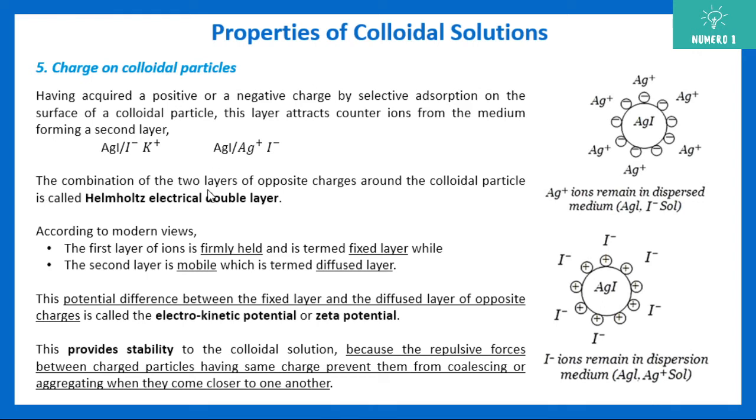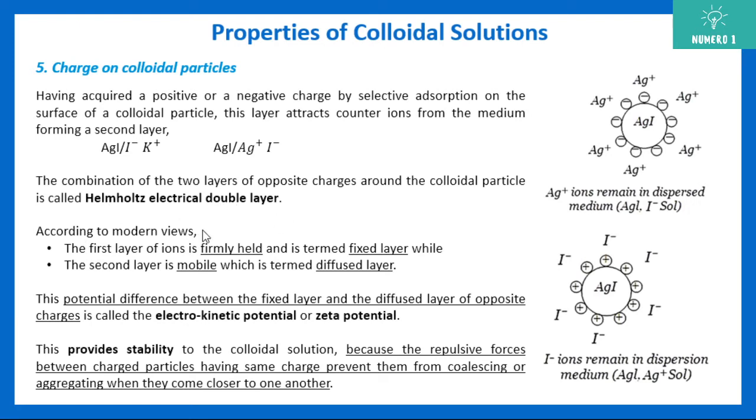So the combination of these two layers of opposite charges around the colloid particle is called the Helmholtz electrical double layer. Okay, since this is a negative charge layer, then a positive charge layer, it is a double layer, electrical double layer, Helmholtz electrical double layer.